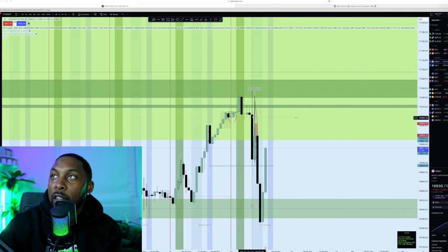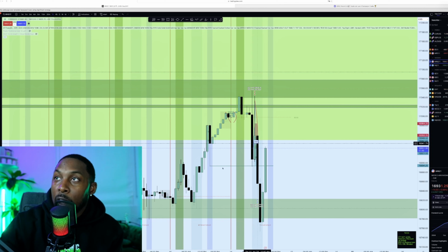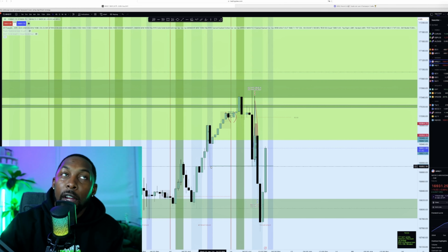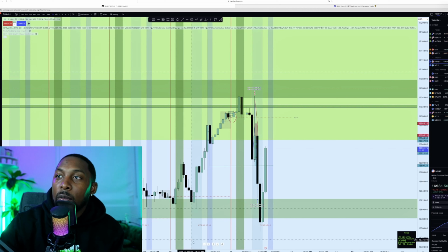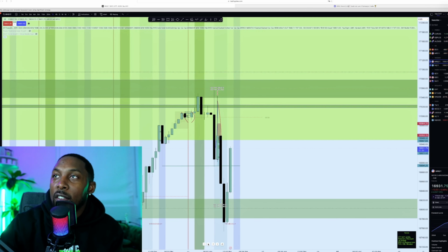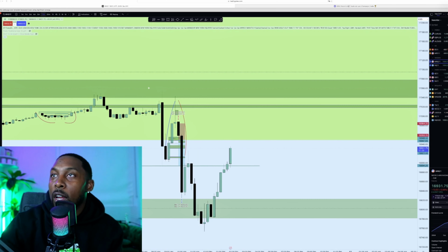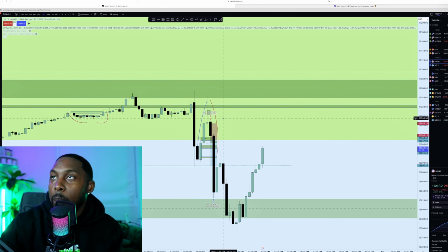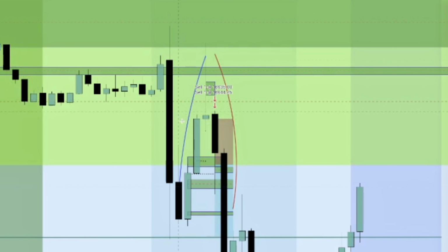So this big displacement that happened, right? The CPI move, it didn't run this low. It barely ran it, and it left relative equal lows. So at this point, I'm just sitting and watching to see how the open is going to react, and I'm trying to see which way the manipulation is going to be, right? So we got this big gap on the 15-minute chart right here, and then we have the open.